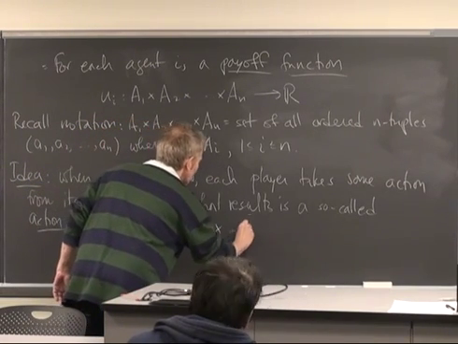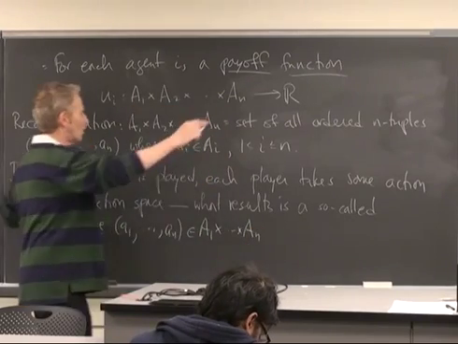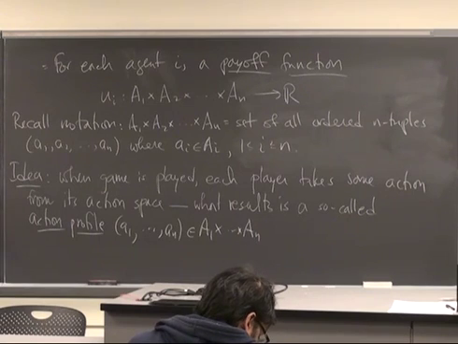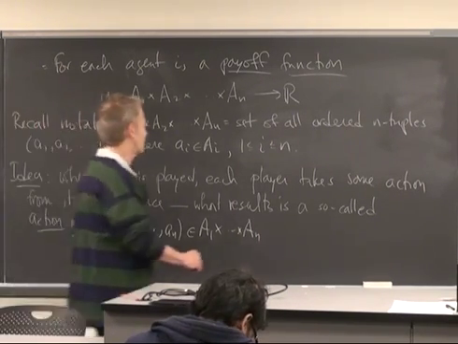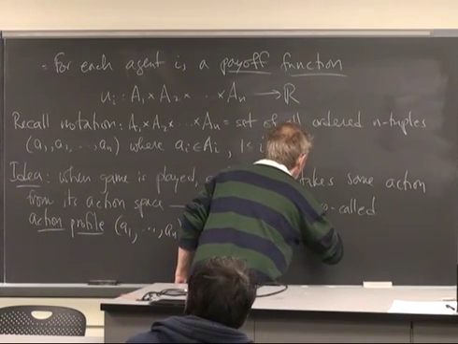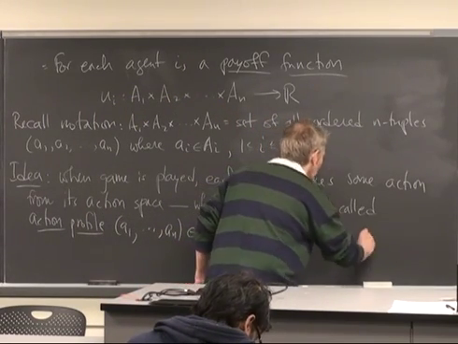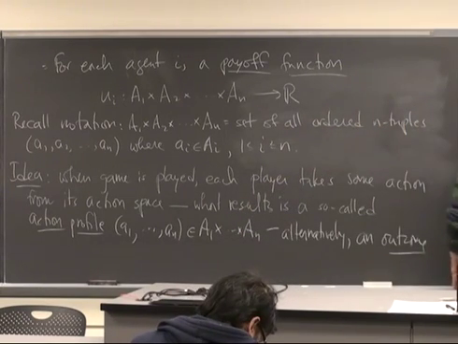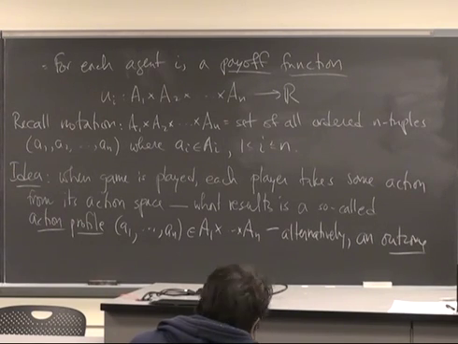In this set of all possible actions, crossed with each other. And another word for an action profile, in some sense, that people would use is an outcome of the game. So alternatively, an outcome of the game results. And in this sense, outcomes are in one-to-one correspondence with action profiles.